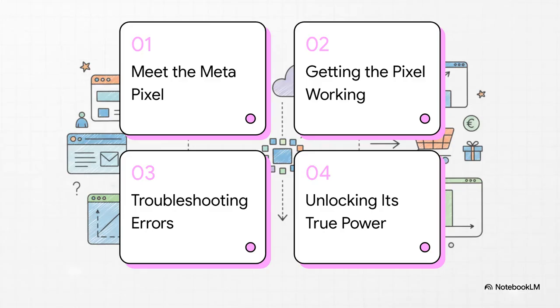Okay, so here's the game plan for today. We're going to start by introducing the Meta Pixel as the answer to that big question. Then we'll roll up our sleeves and actually get it working. After that, we'll put on our detective hats and figure out how to fix the most common errors. And finally, we'll get into the really cool stuff, unlocking its true power to supercharge your campaigns.